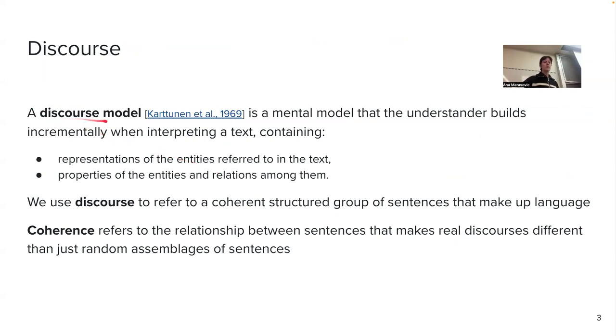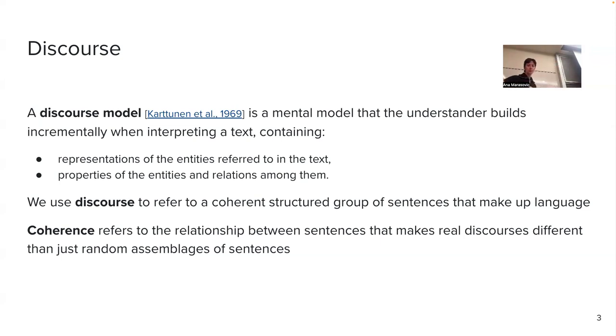This is what we refer to as a discourse model, but when we say discourse, we mean something slightly different, although super related. Here, when we use the word discourse among each other, we refer to a coherent structured group of sentences that make up language. Language is not just a piece of scrambled text, right? We have learned about parsing, and now I think we have a better intuition after learning about all of that, that language is quite structured and you can't just put sentences as you wish. So if you have an advisor like me, they might say, well, your text needs to be more coherent when you write.